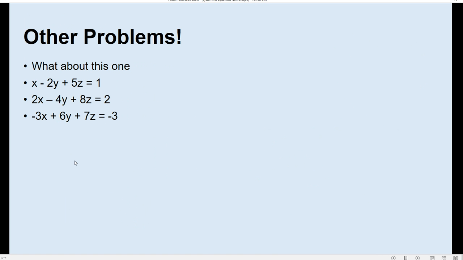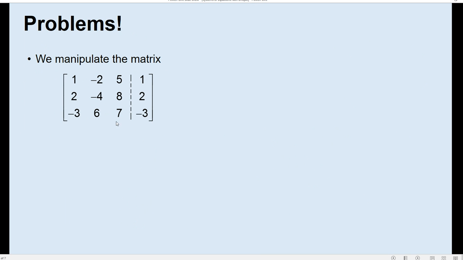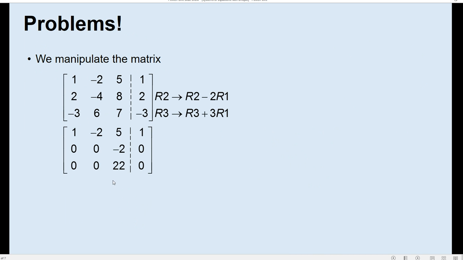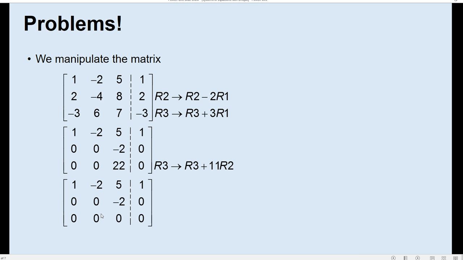Okay, what about this one? Again, our augmented matrix, here it is. And it's going to be row 2 minus 2 row 1 and row 3 plus 3 row 1. Here's our result. Well, again, we've already got zeros here and here, so something weird's already happening. And if I say row 3 plus 11 row 2, I get zeros all along the bottom. So basically, I've got 0x plus 0y plus 0z equals 0. That's fine. We can handle that.